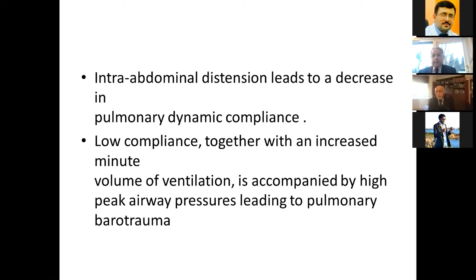So when the anesthetist is in difficulty, don't hesitate to ask the surgeon, please drop the pressure. Good communication between colleagues is vitally important. There is no joy in having a good view with a high pressure in the abdomen and you end up with pulmonary complication.